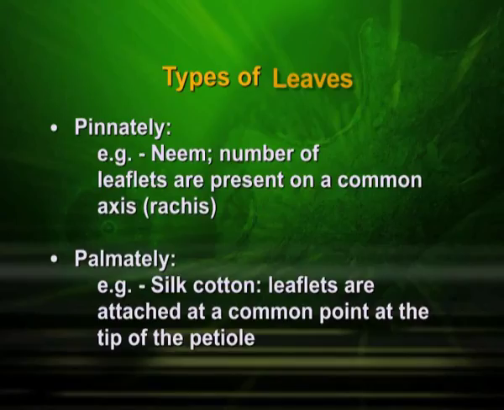Let us have a look at this leaf. This is called palmately compound, which is found in case of silk cotton. The leaflets are attached at a common point at the tip of the petiole. If we have a look at this plant, we can see that all of them arise from a common point. Such a type of leaf is known as palmately compound.